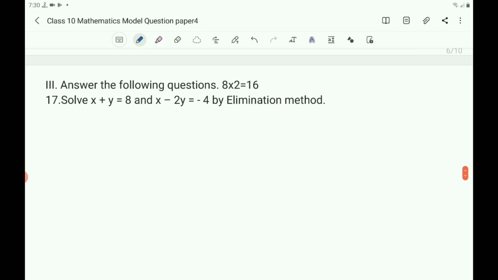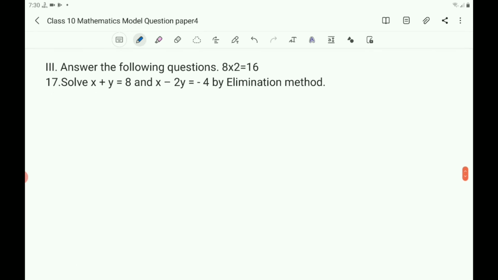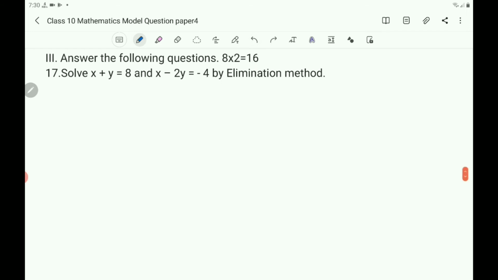Then next you take the third main question, answer the following questions. There are 2 mark questions, 8 questions are there and total marks 16. So you write x plus y equals 8 and x minus 2y equals minus 4. Here we have to solve this by the elimination method. In the elimination method we have to cancel any one of the variables.